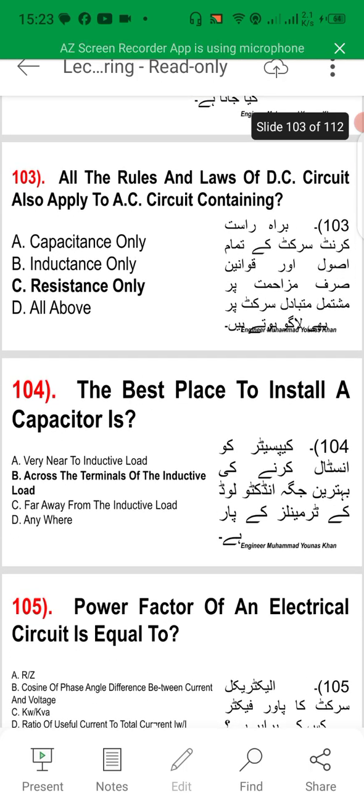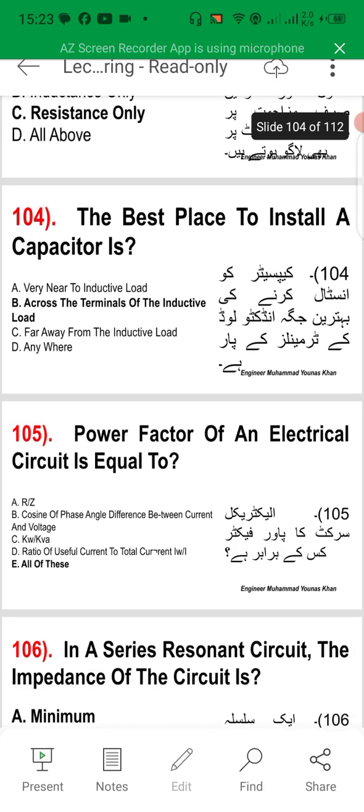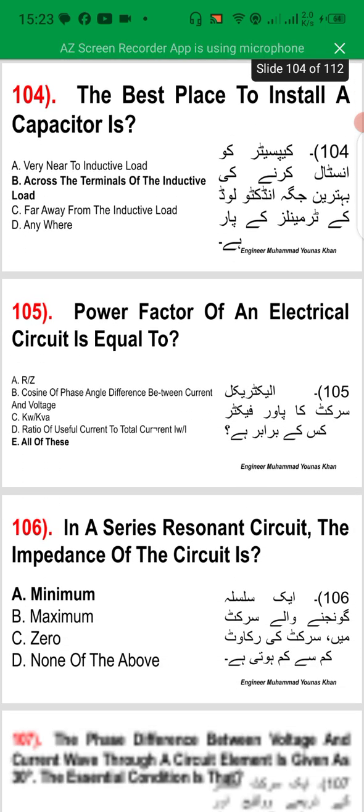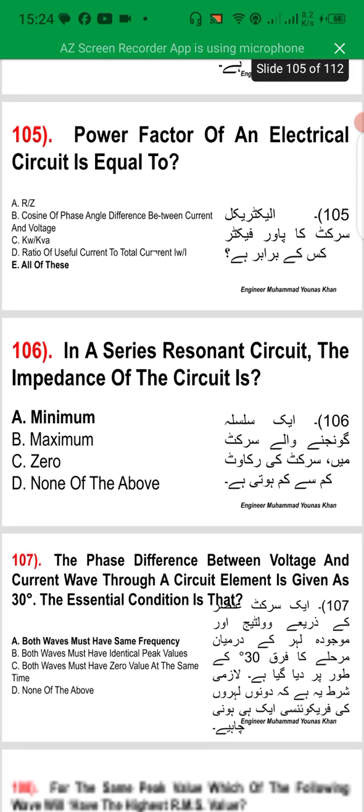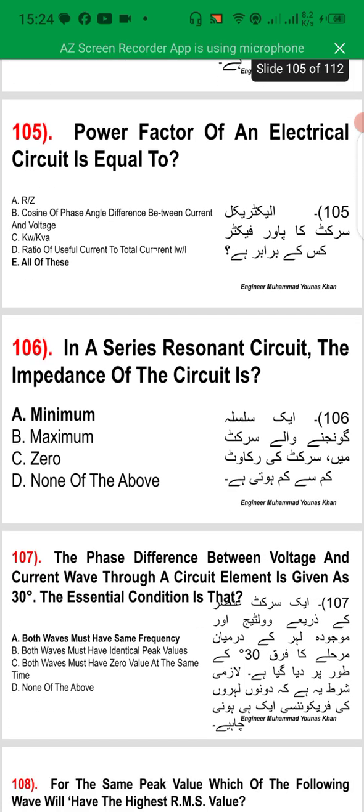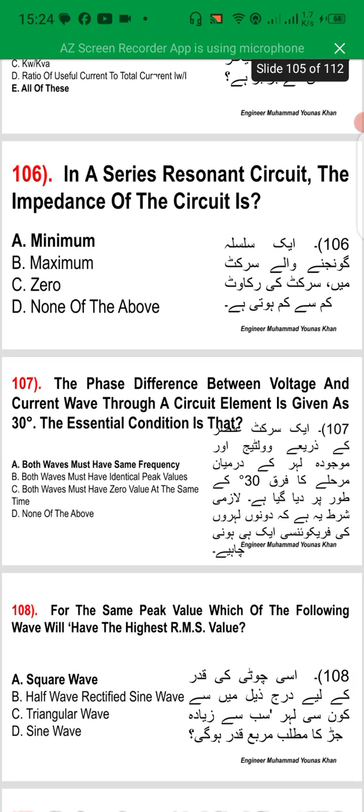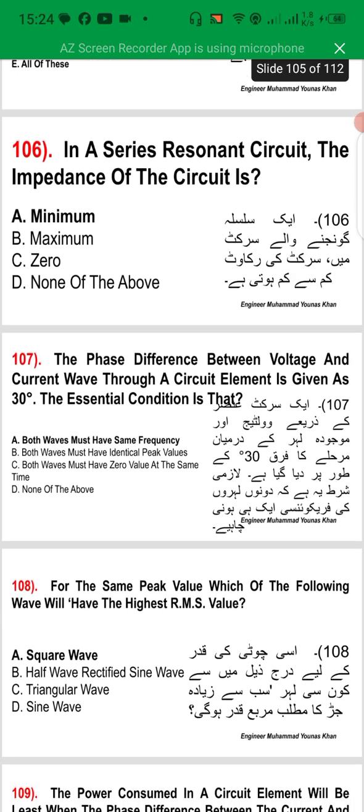All the rules and laws of DC circuits also apply to an AC circuit containing resistance only. The best place to install a capacitor is across the terminals of the inductive load. Power factor of an electrical circuit is equal to R by Z, cosine of the phase angle difference between current and voltage, kilowatt by kilovolt ampere, ratio of useful current to total current. In a series resonant circuit, the impedance of the circuit is minimum.